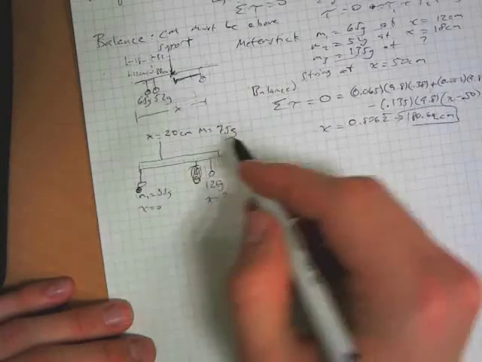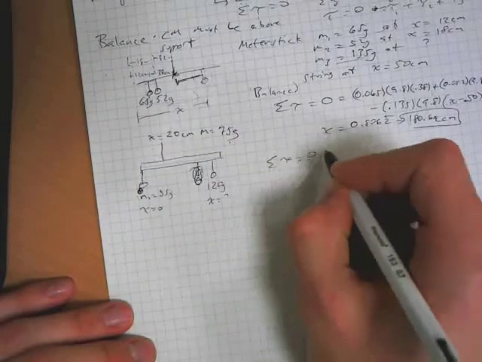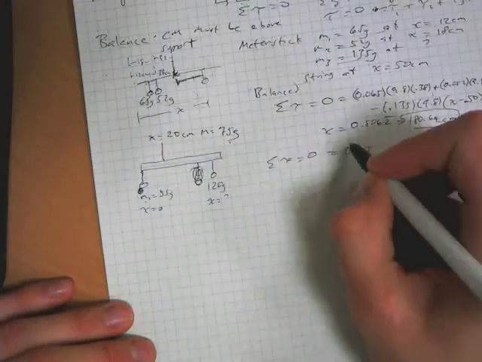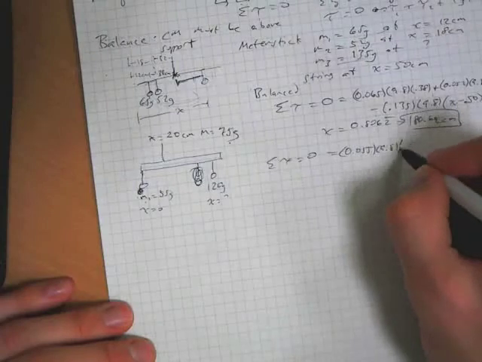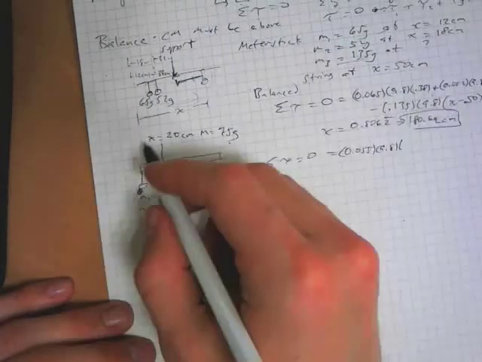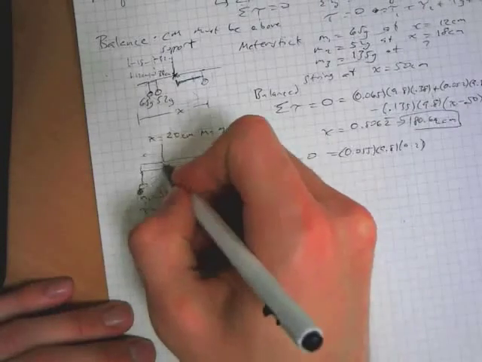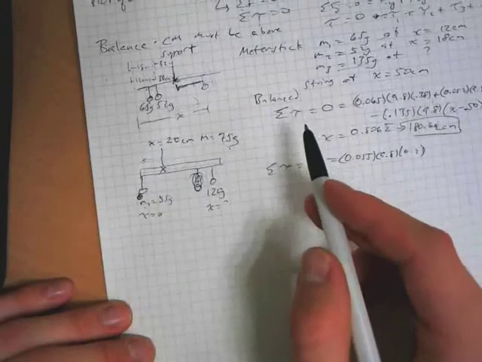When we factor in the mass of this meter stick, again we're saying the sum of the torques equals 0, and we have a positive torque from the 0.055 times 9.8 times, we're 20 centimeters away, and we can set our pivot here again. Then you have to factor in the mass of the meter stick.